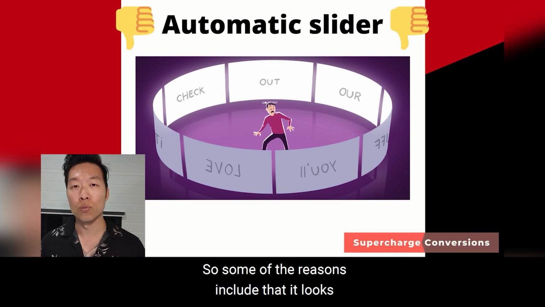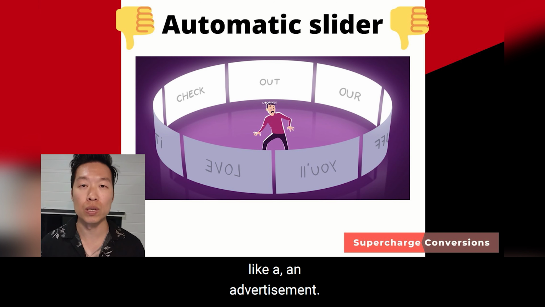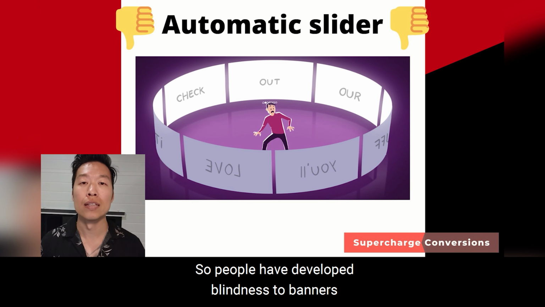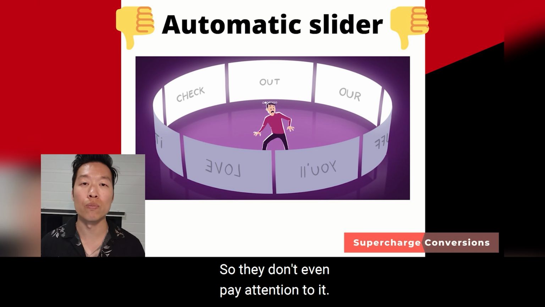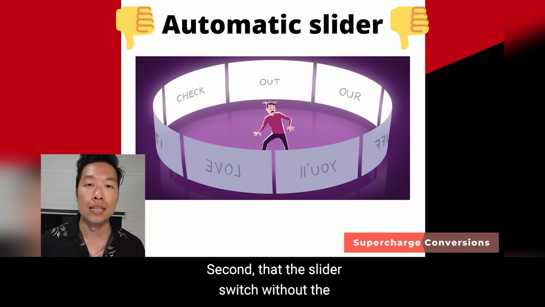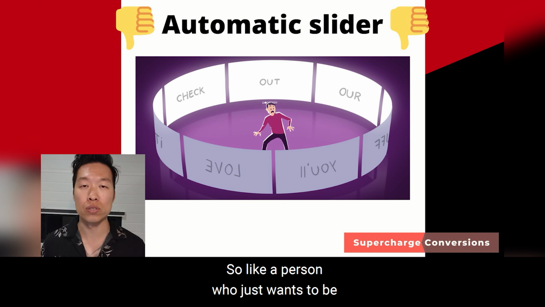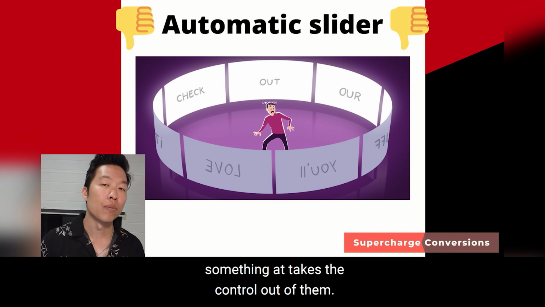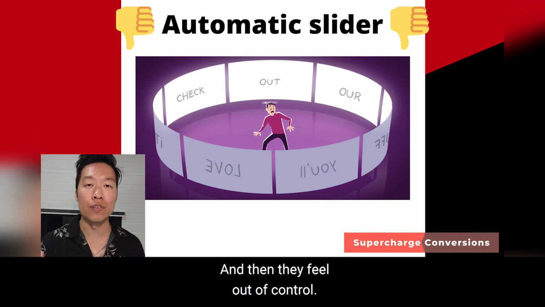Some of the reasons include that it looks like an advertisement. It looks like a banner. People have developed blindness to banners and advertisements, so they don't even pay attention to it. Second, the sliders switch without the person's will, right? A person just wants to read something, it takes the control out of them, and then they feel out of control.